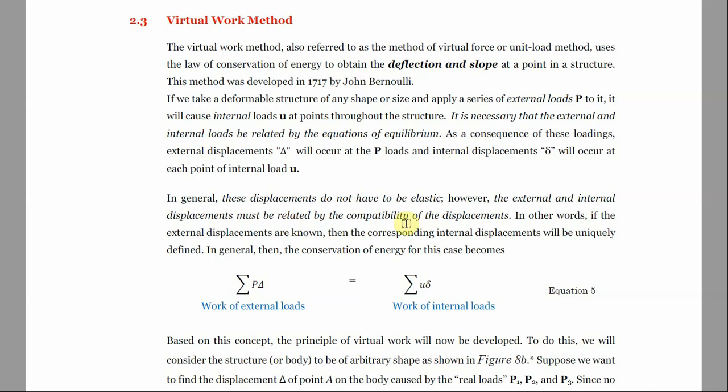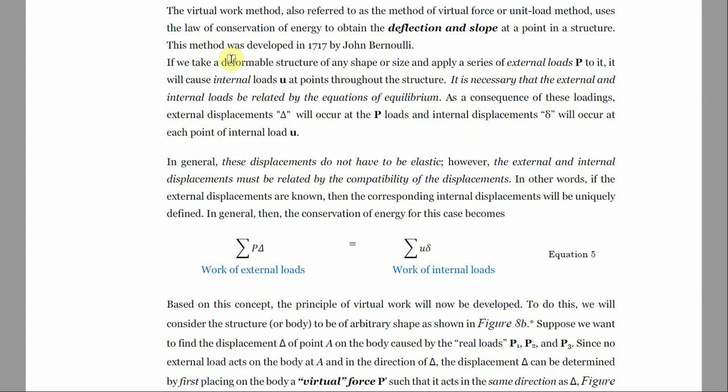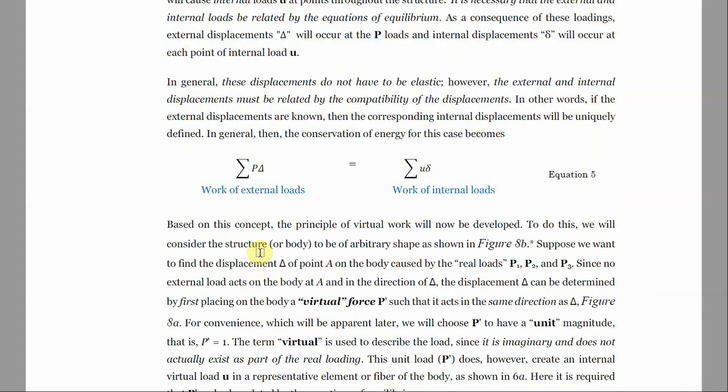So we want to look at the virtual work method. It uses the law of conservation of energy to obtain deflection and slope. Now, if we take a deformable structure of any shape or size and we apply a series of external loads P on it, it causes internal loads U at points throughout the structure.